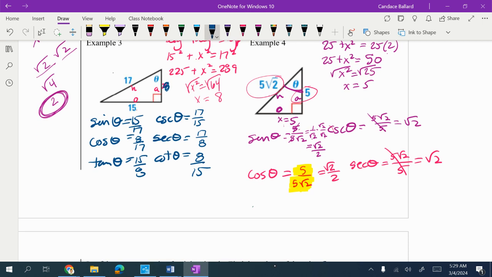And then finally, I'm going to squish tangent in here. Tangent is the opposite 5 over the adjacent 5. Cotangent, when I flip it, is going to be 5 over 5, and both of those reduce to 1.